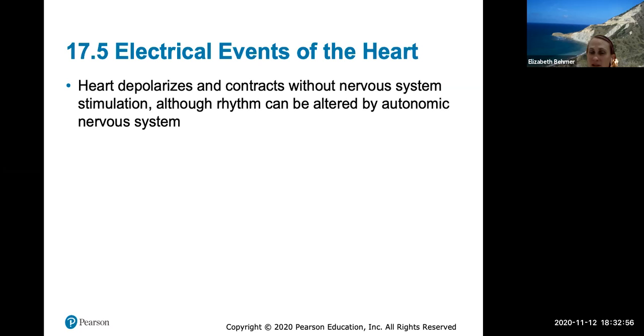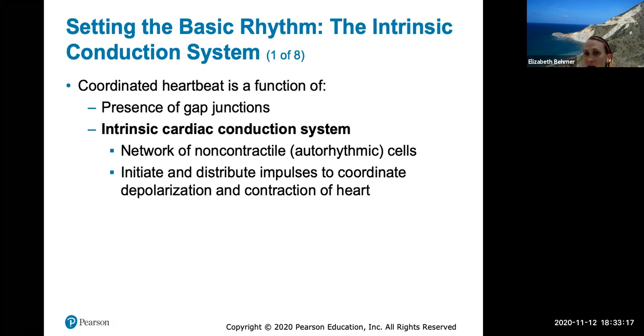So the electrical events of the heart will depolarize. That means an electrical signal will be sent through it, and it will contract without nervous system stimulation, meaning the heart is able to establish its own heartbeat. Although rhythm can be altered by the autonomic nervous system, meaning the autonomic nervous system can increase the heart rate or decrease the heart rate. The coordinated heartbeat is a function of the presence of those gap junctions.